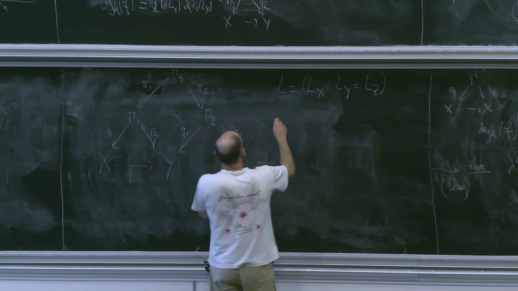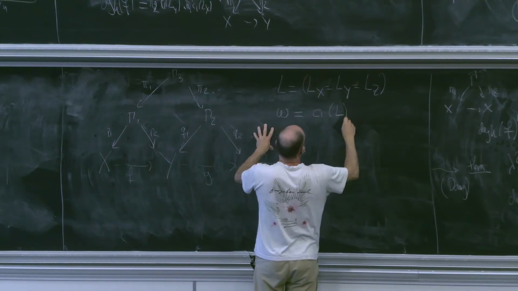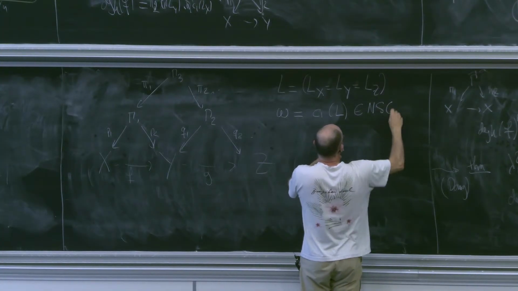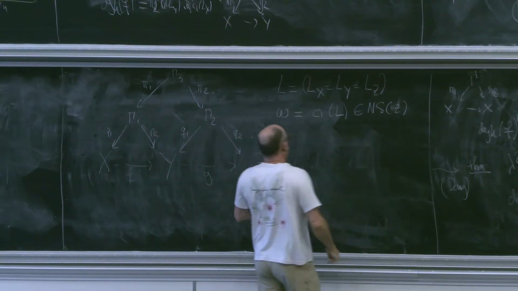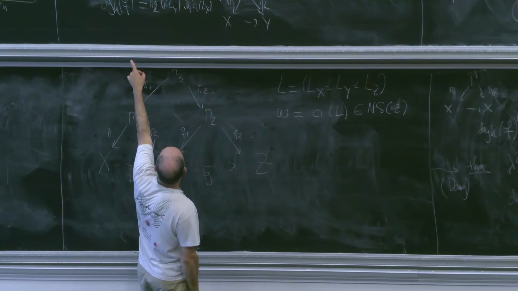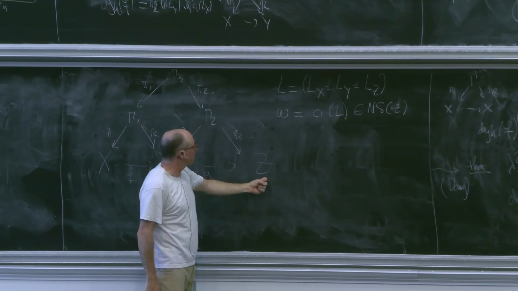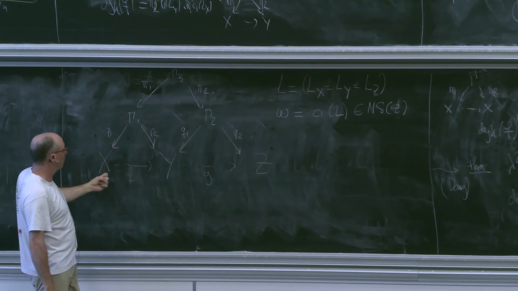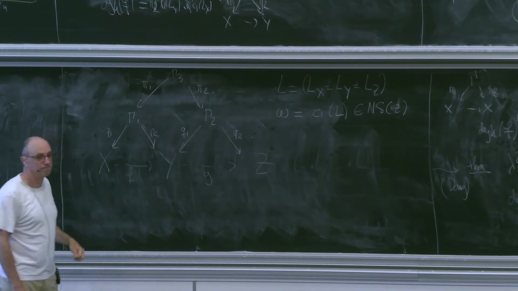And also, because I want to simplify, I'm just going to change notation and write omega as C1 of L. So this is this class in N^1_X(Z), which lives here. And so if I want to compute the degree of G composed with F, I'm going to start with these things and try to pull them back, first by G, then by F, or by F composed with G, like this.